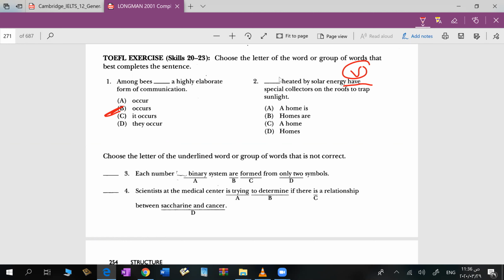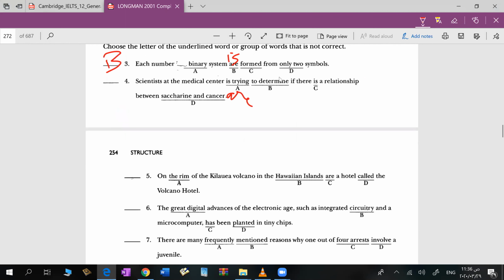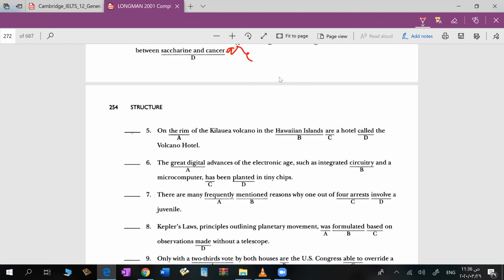Number three, each number in the binary systems, and the binary system are formed from, what do you think? B, is. Yes, the mistake here is. Okay, so scientists at the medical center is trying. A, are trying. Are trying, thank you very much. On the rim, I don't know what volcano in the Hawaiian island are a hotel. C. C, is. Should be.